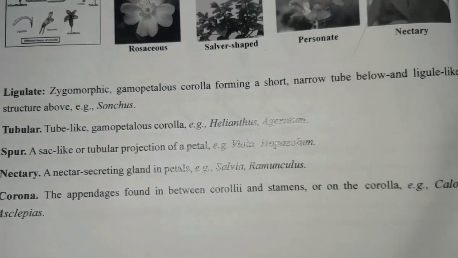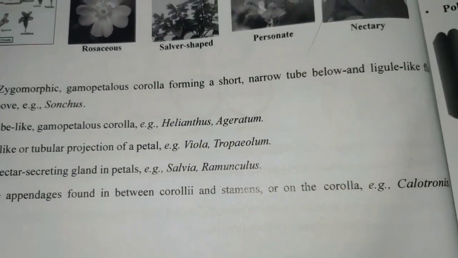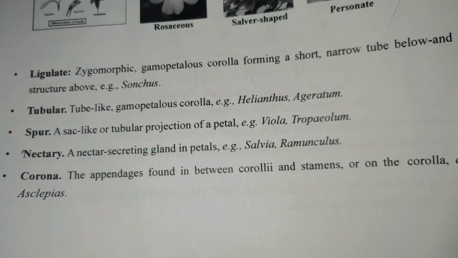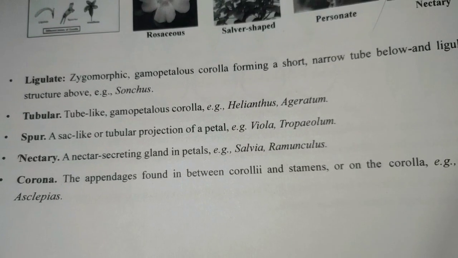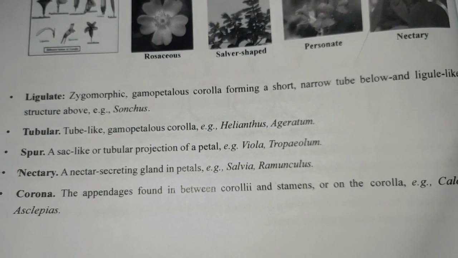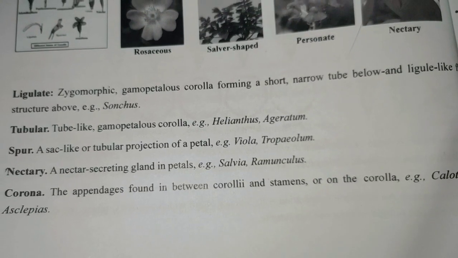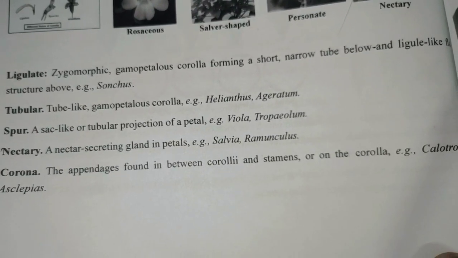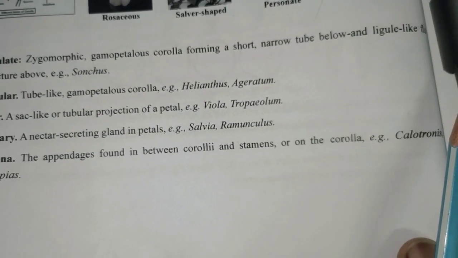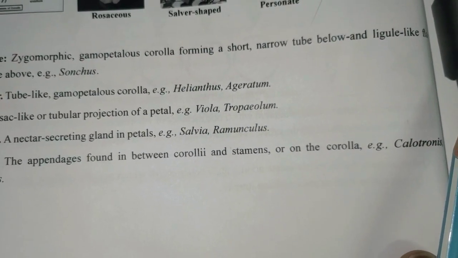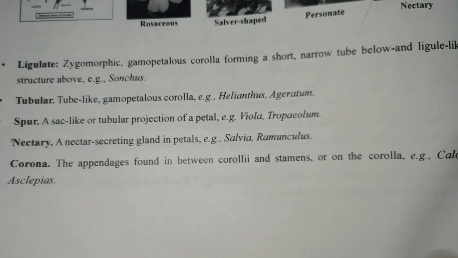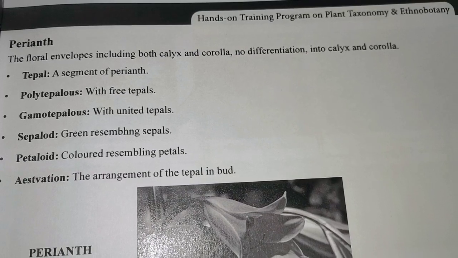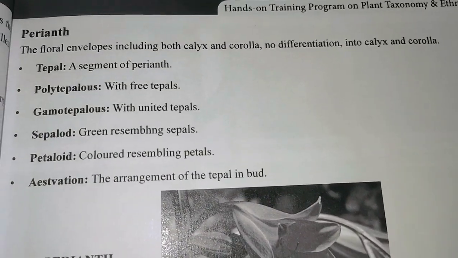Ligulate, zygomorphic gamopetalous corolla forming a short, narrow tube below and ligule-like flat structure above. Tubular, tube-like gamopetalous corolla. For example, Helianthus, Ageratum. Spur, a sac-like or tubular projection of a petal like Viola, Tropaeolum. Nectary, a nectar-secreting gland in petals like Salvia, Ranunculus. Corona, the appendages found in between corolla and stamens or on the corolla, for example, Calotropis and Asclepias.